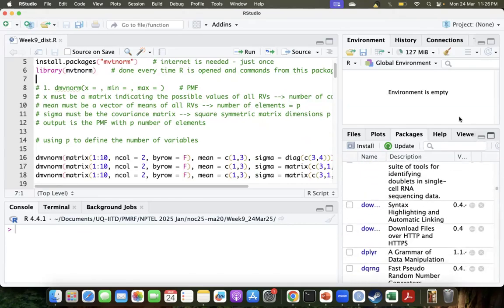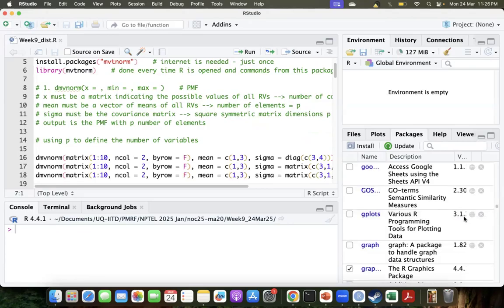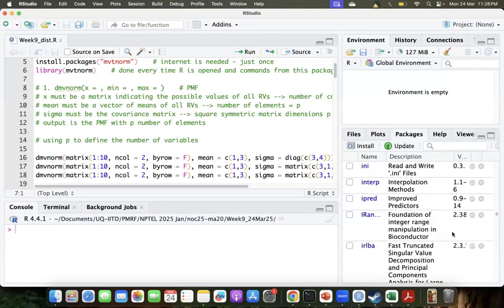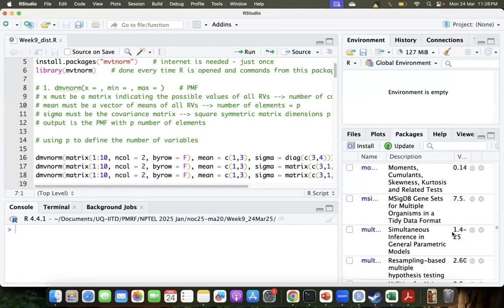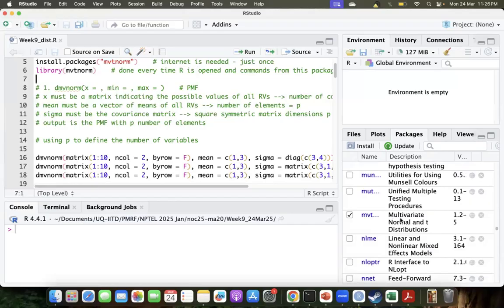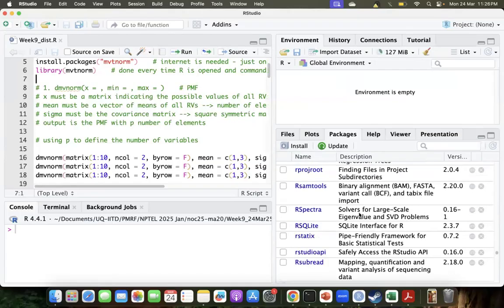In RStudio, you have this graphic user interface, so you don't necessarily need to type the whole thing, but I'll just show you what I mean. These are arranged alphabetically. So MVT. You see something is already here. Oops.